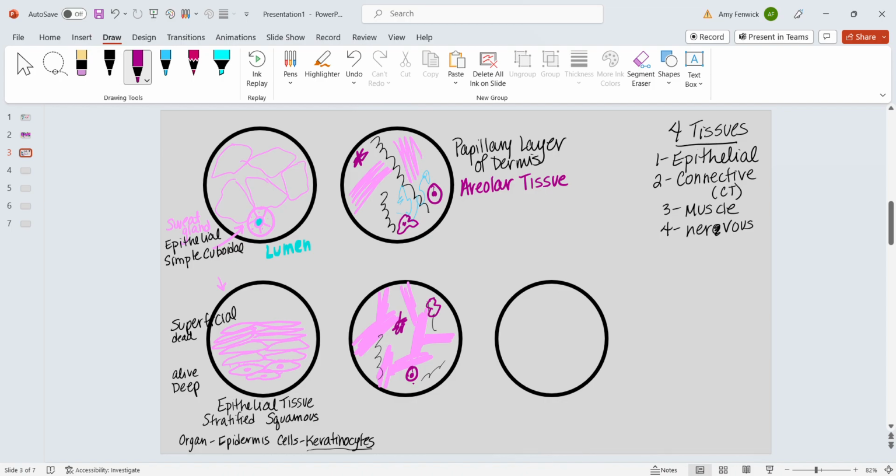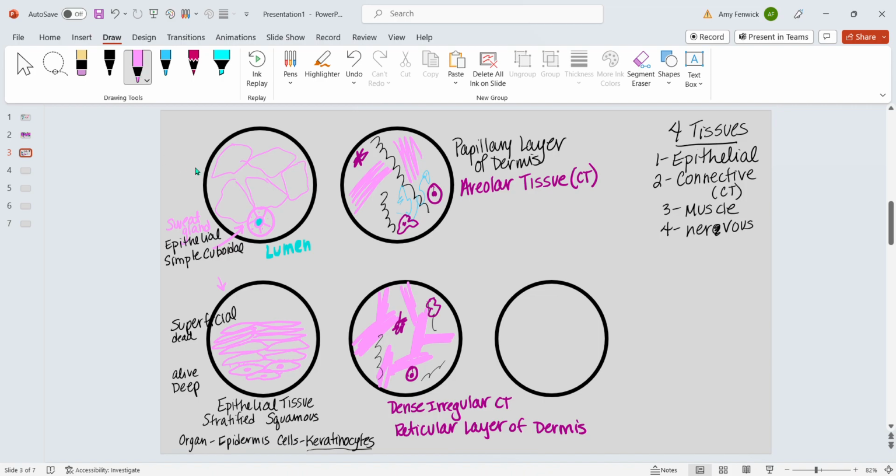And this is called the dense, irregular connective tissue. And I should have said that for areolar as well. It's a connective tissue. And this is what's contained in the reticular layer of the dermis. So again, we're defining a layer of skin and a sublayer of skin, and then we're saying this is the type of tissue it contains.